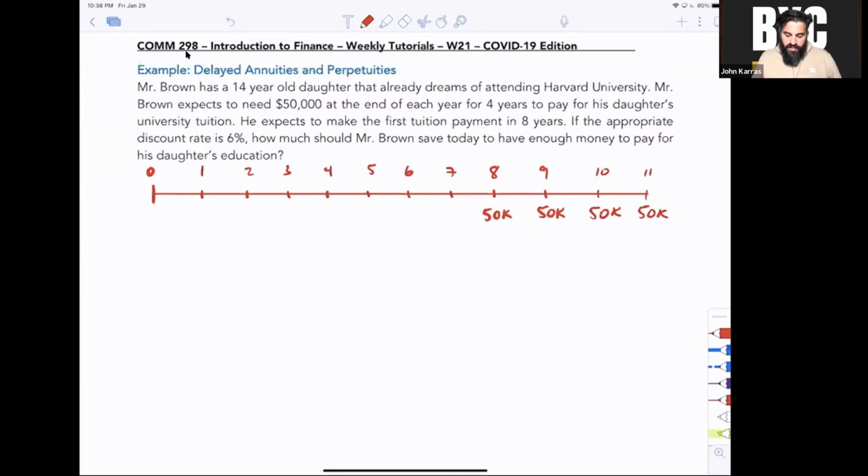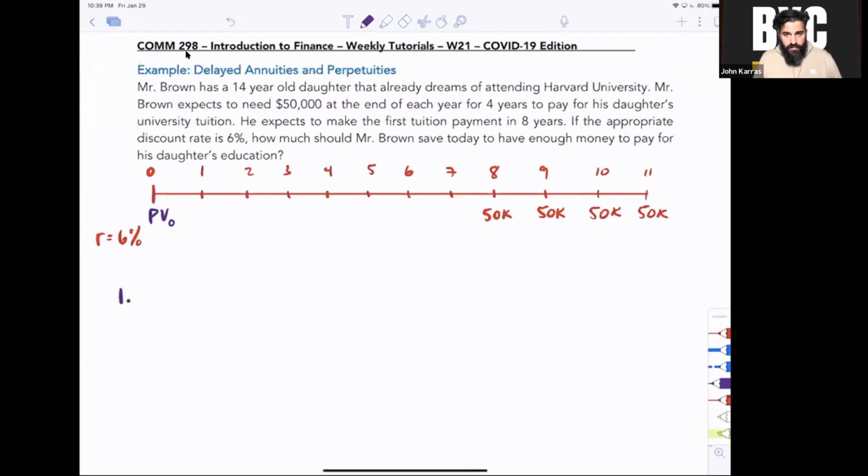The appropriate discount rate is 6%. So they've given you the R. How much should Mr. Brown save today to have enough money to pay for his daughter's education? We're asking you for the present value today at time 0, which I call PV0. Okay. So of course we can see in the timeline, this is a delayed annuity. It's an annuity starting later on.